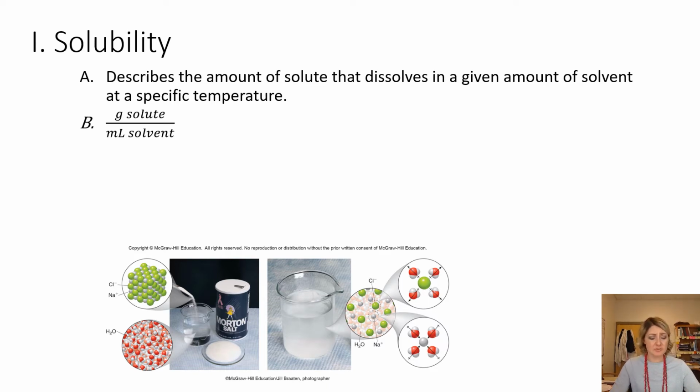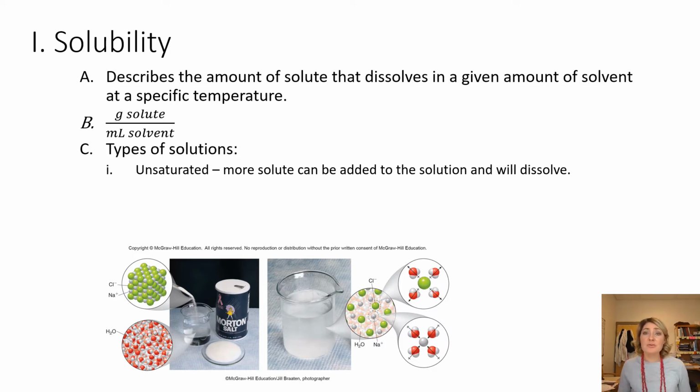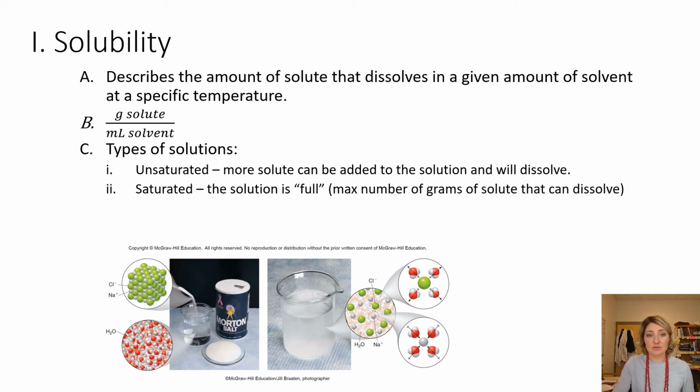So when we talk about solute, we're always describing in grams of solute per milliliters of solvent, and we typically will say per 100 milliliters of solvent, but that becomes more important later. There are three types of solutions. The first is an unsaturated solution. It's exactly what it sounds like. In an unsaturated solution, you still have the opportunity to add more solute, and that solute will still dissolve in solution. So it's not maxed out on the amount of solute that you can have in that solution.